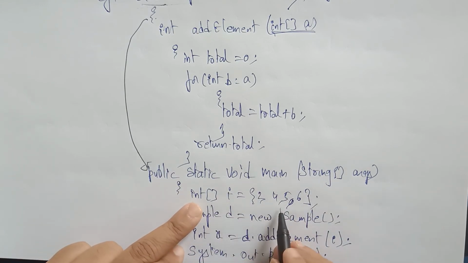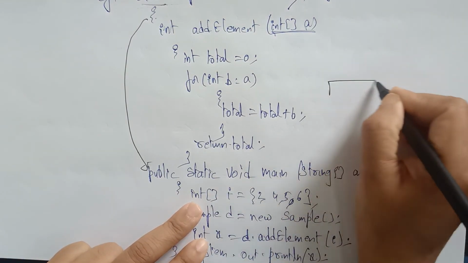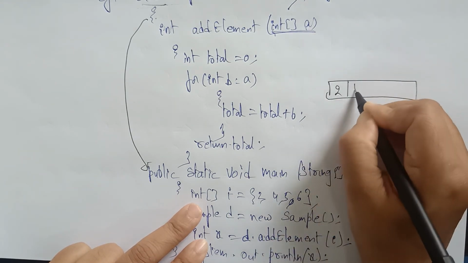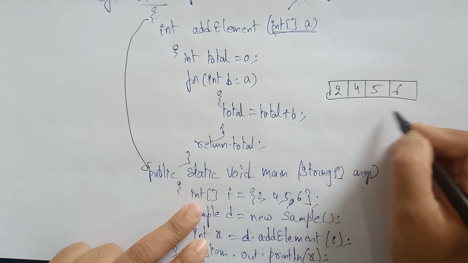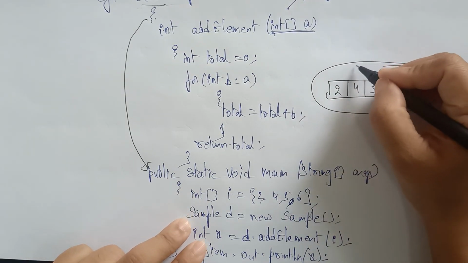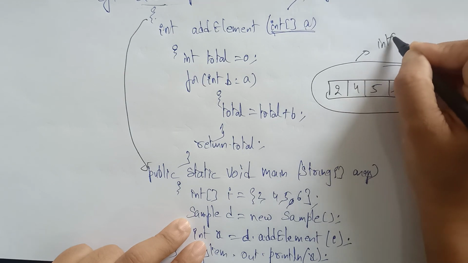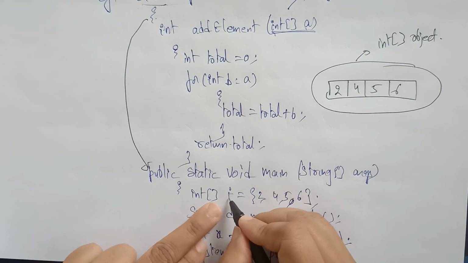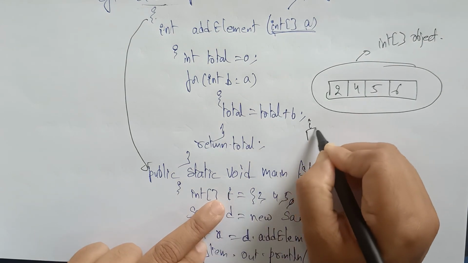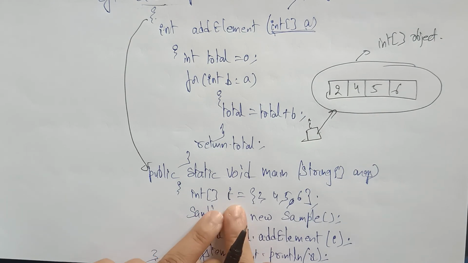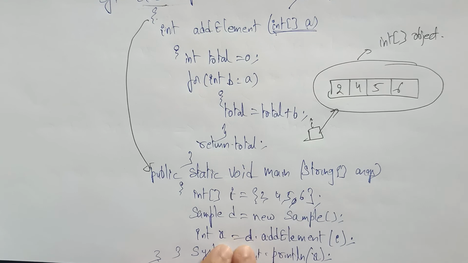First it is going to allocate memory to the array, and enters the values, initializes the values 2, 4, 5, 6. What is this? This is an int object. With reference I. Now a new Sample object is created.